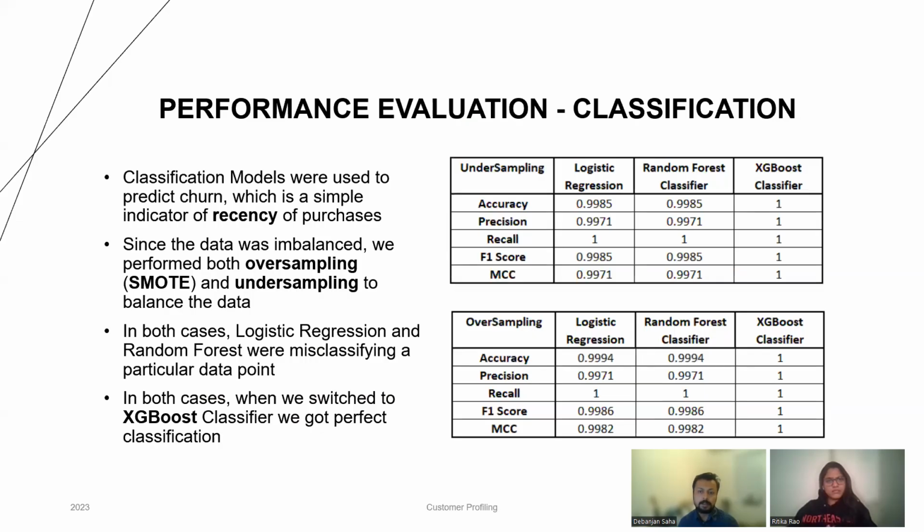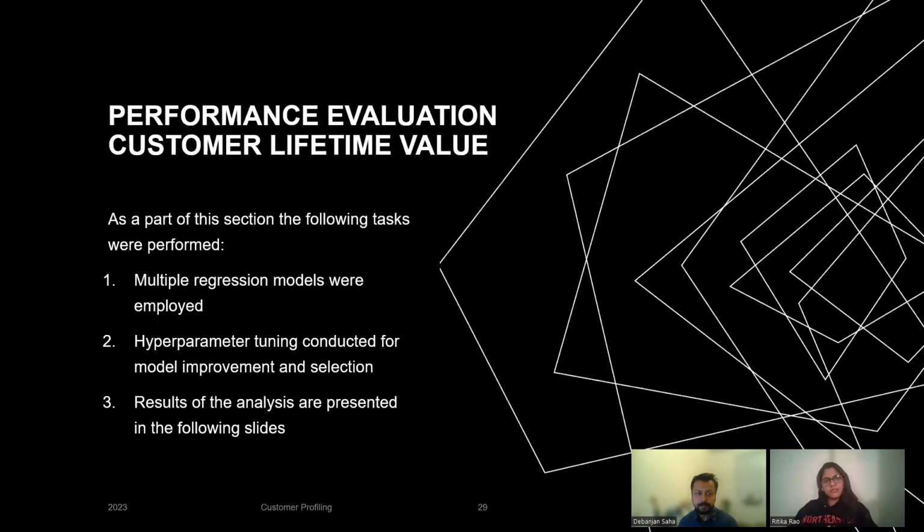Coming to classification, there was a dataset imbalance problem, class imbalance, because the number of churners and non-churners were not the same. So we used both oversampling and undersampling. For oversampling, we used SMOTE, and normal undersampling. And we used three main algorithms: logistic regression, random forest, and XGBoost. And we found that the XGBoost classifier was the perfect model for this case.